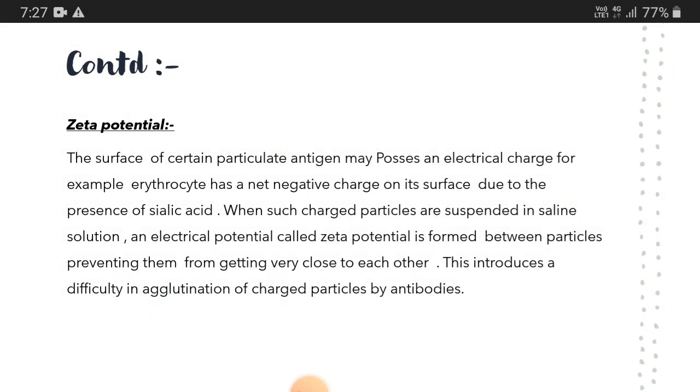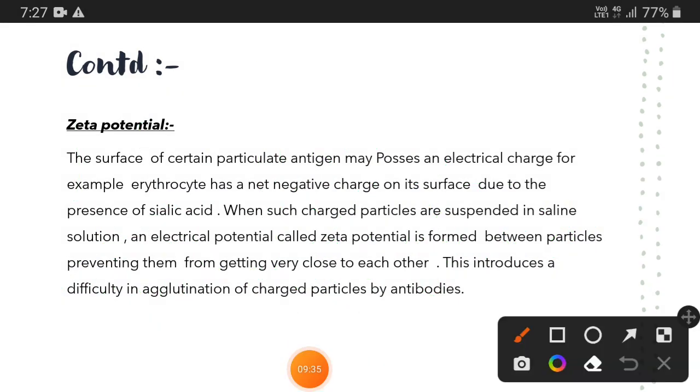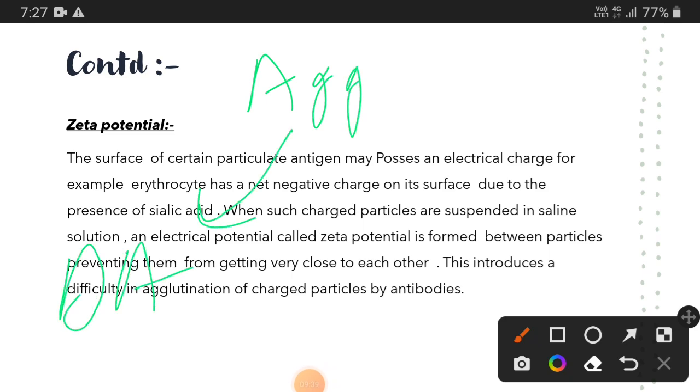Later we have discussed that agglutination reaction can be divided into two parts. One is direct agglutination, another one is indirect agglutination. So in case of direct agglutination, the particulate or insoluble antigen is normally on the surface of the cell or insoluble particle, or they are an integral part of the cell or insoluble particle. That is in case of direct agglutination.